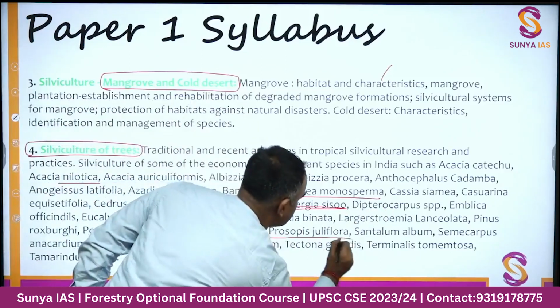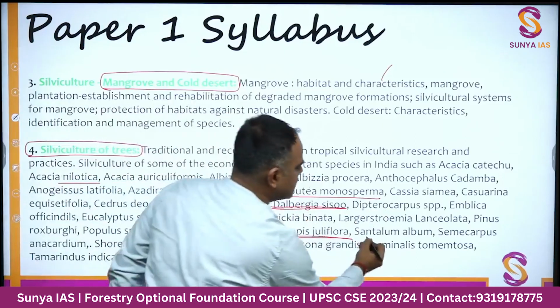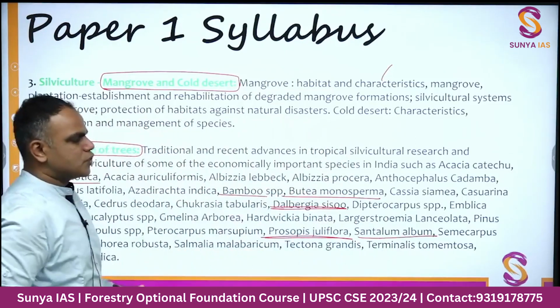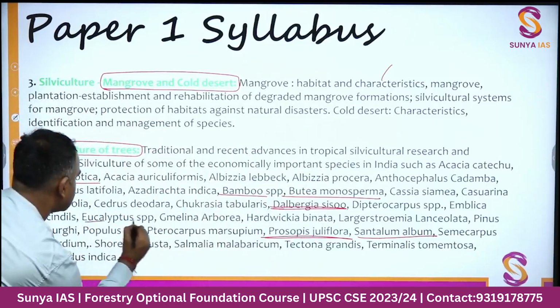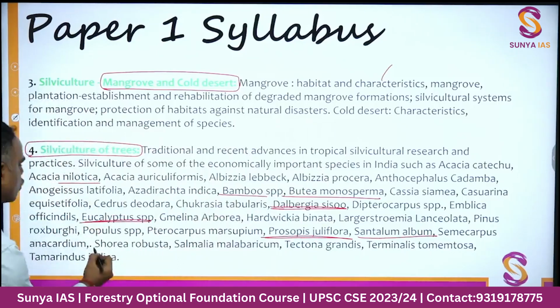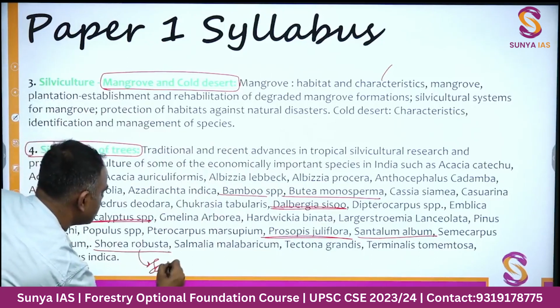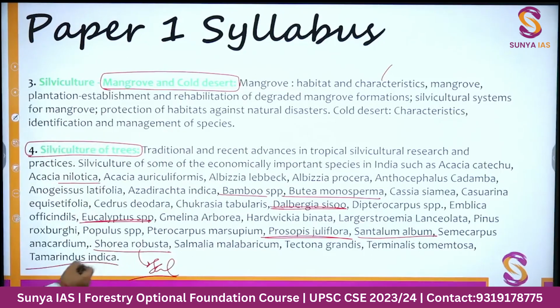For example, Prosopis juliflora. I'll also show this in slides. Santalum album, right? So some of these, for example, you would know. Maybe some of you may know eucalyptus. You may know Shorea robusta, that is nothing but sal. Tamarindus indica, and so on and so forth.